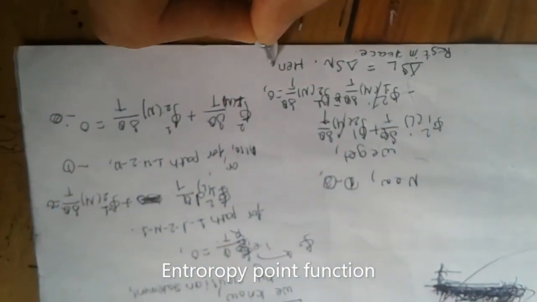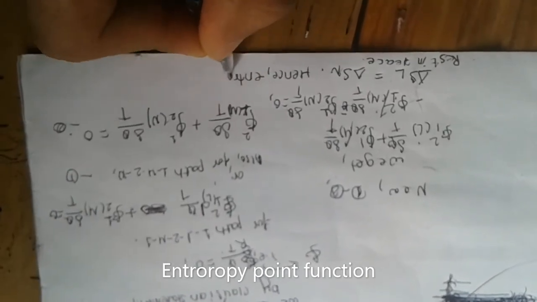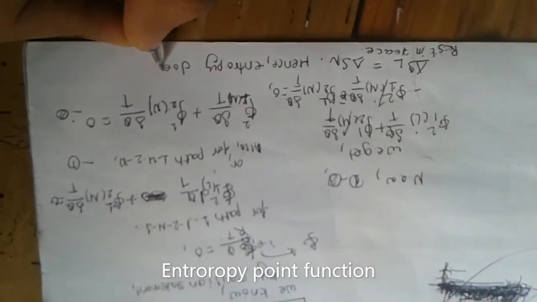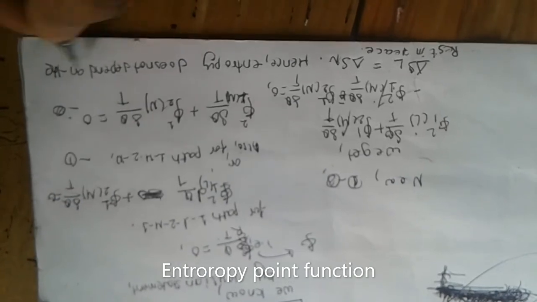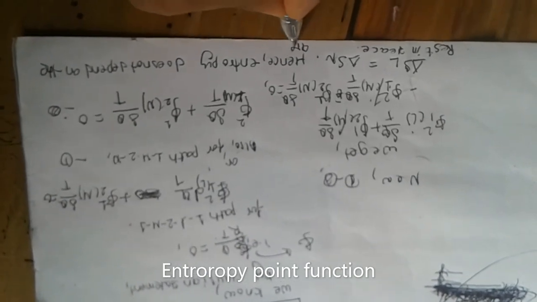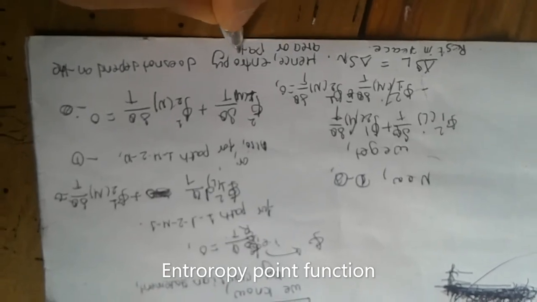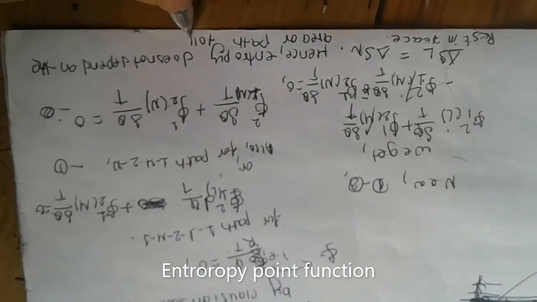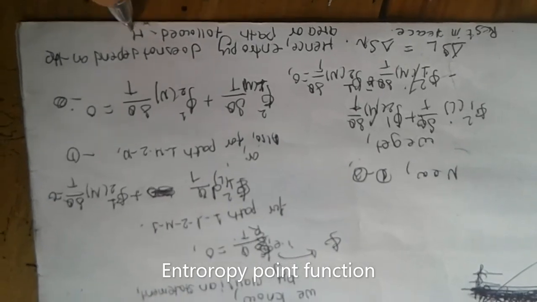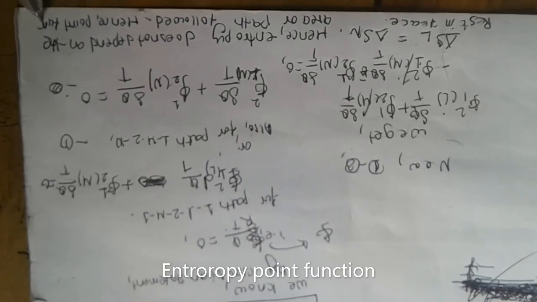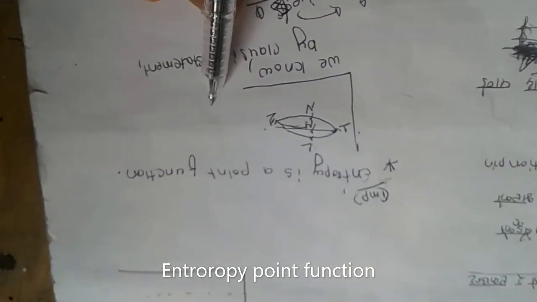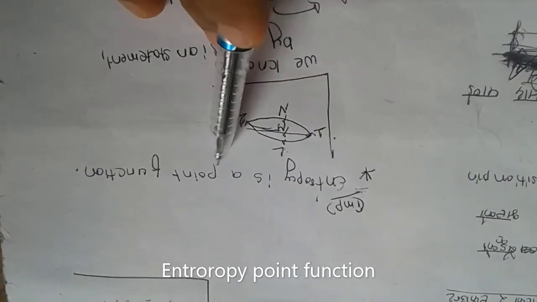Hence entropy does not depend on the area or path, hence it is a point function. I hope you have clearly understood why entropy is a point function. Thanks, this much for now. Stay tuned.